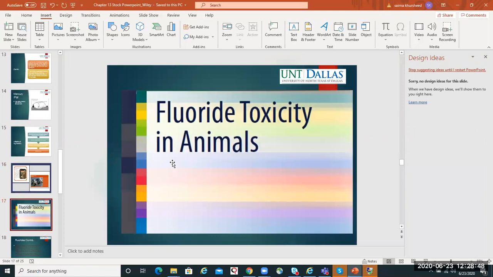So, talking about fluoride toxicity in animals. Aside from its role in preventing dental decay, so we always use toothpaste that's rich in fluoride, that means it should have fluoride, but sometimes an excess amount of fluoride is too dangerous for us. It might be toxic. So aside from its role in preventing dental decay, fluorine can be considered a toxic mineral for humans and animals.